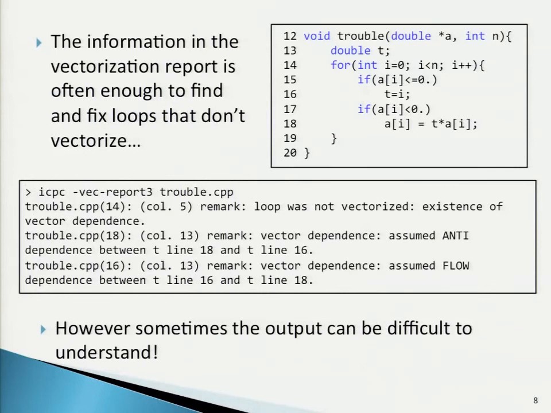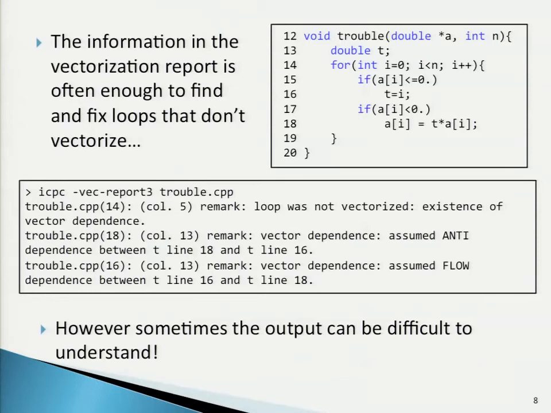So here we've got an example of a slightly more complicated loop. It's embedded in a function here where we have an array of doubles of length n. And we loop over the array, and if the entry in the array is less than or equal to 0, we set this value t to be equal to i, and then if the value in A is less than 0, we do something using the value of t.